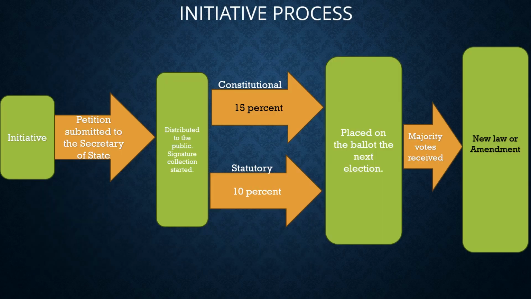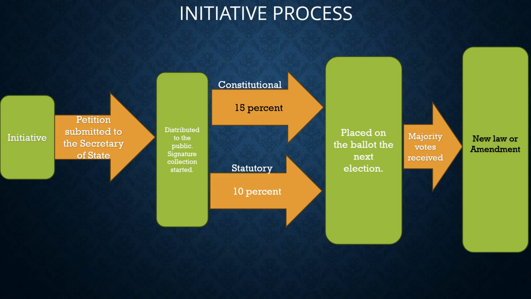Now, for the initiative process, it all begins with a citizen or a group of citizens who fill out a form and submit it to the Secretary of State. Once it's processed, the petition would be distributed to the public and signature collection would be started. For the initiative process, there are two types: constitutional, which would change amendments to the Constitution, and statutory, which changes normal day-to-day laws in the legislature.